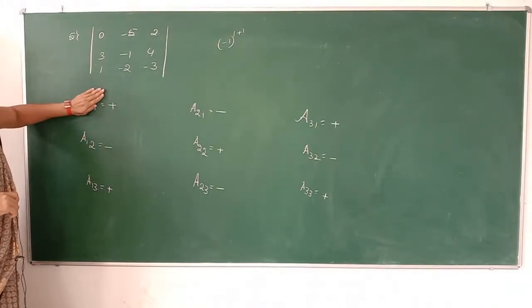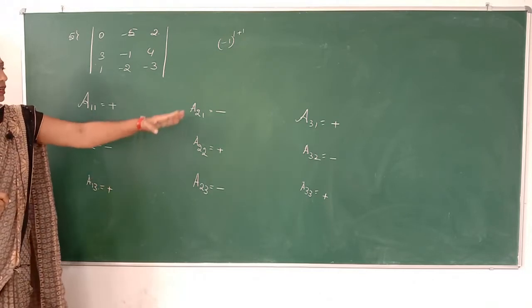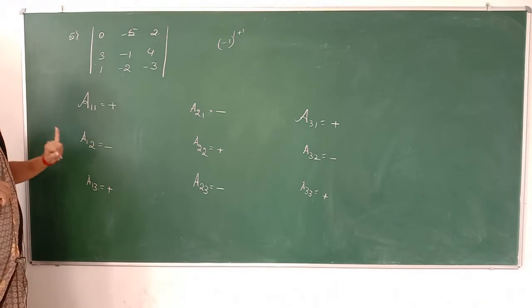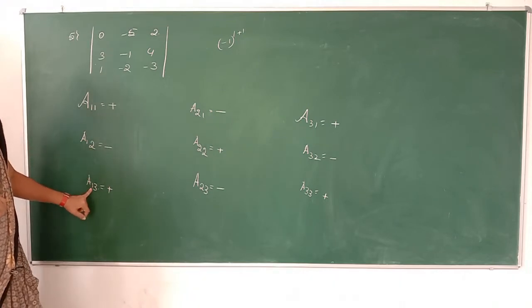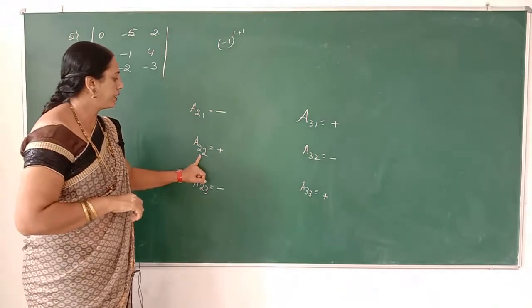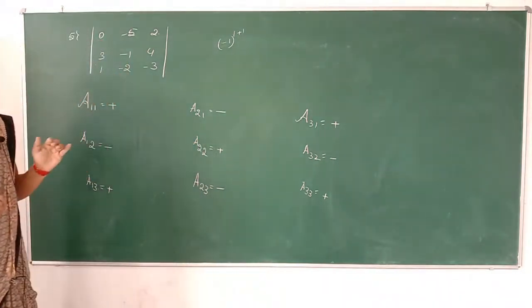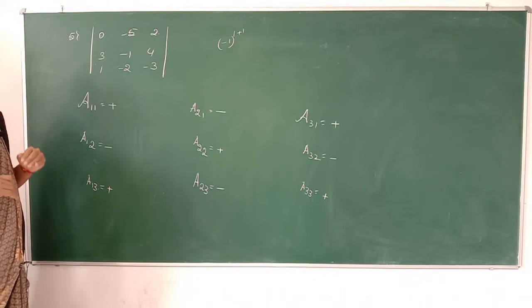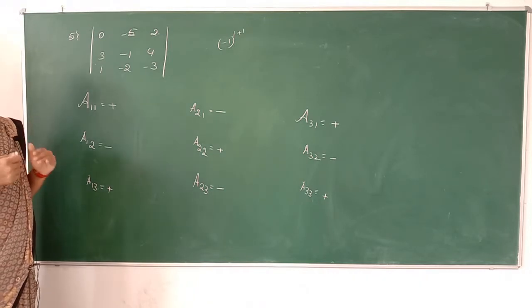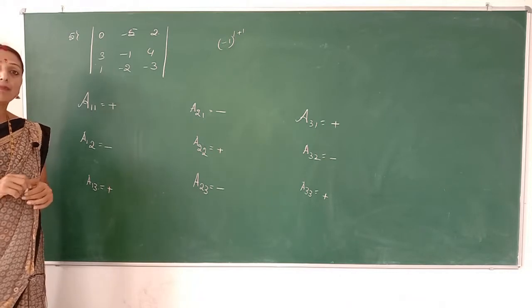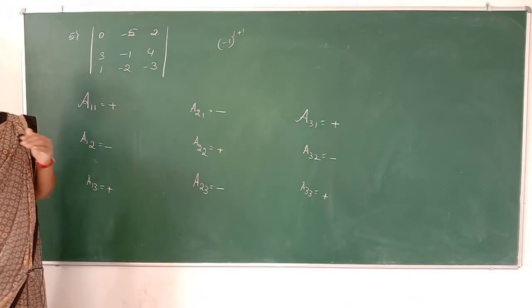First, the general elements of the cofactors are denoted in all the rows. In the first row A11, A12, A13. In the second row A21, A22, A23. And in the third row A31, A32, A33. After that, if it is denoted in the general form, these elements get multiplied by the corresponding alternating sign.